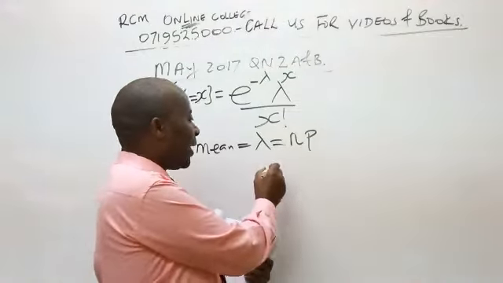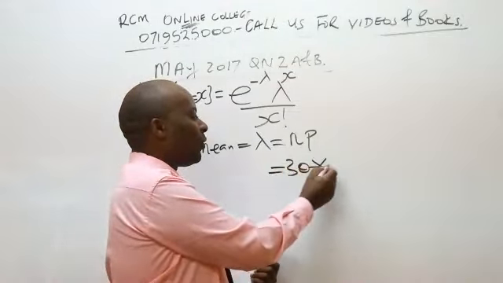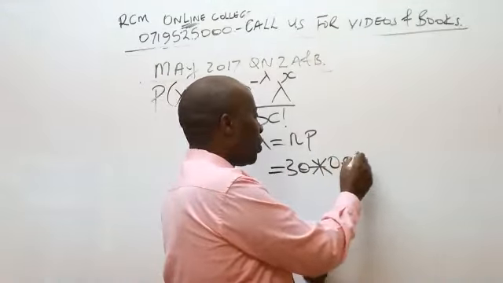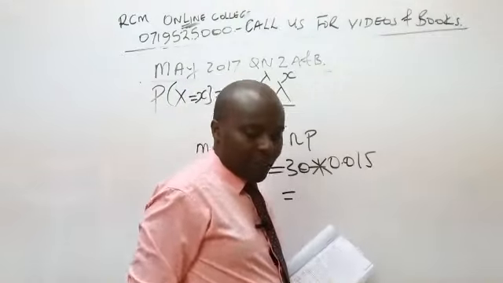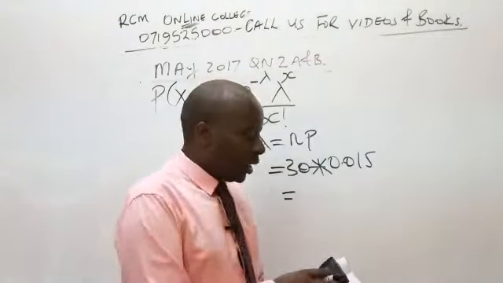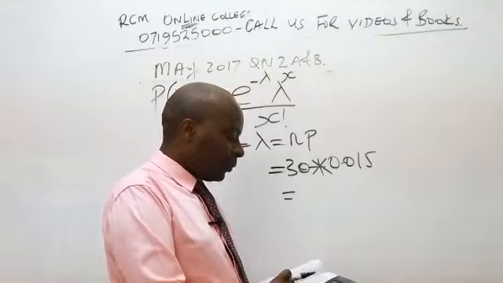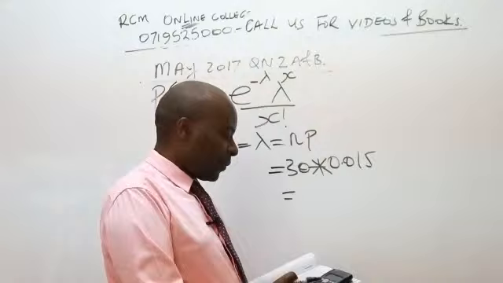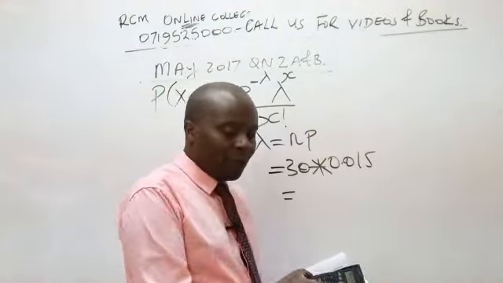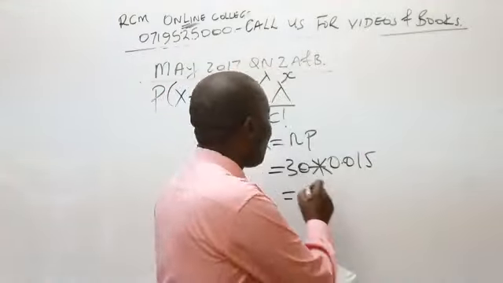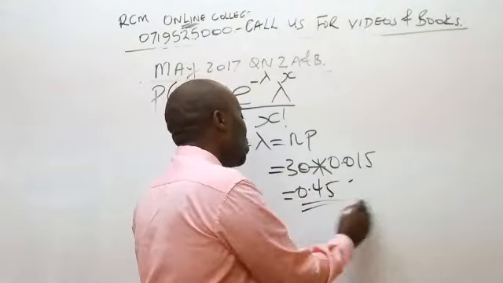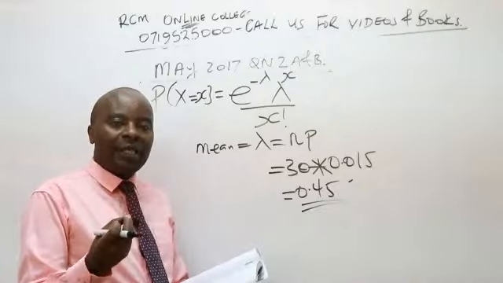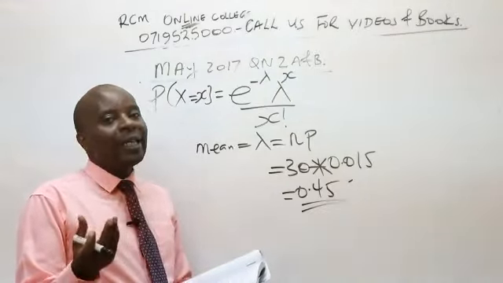So in this particular case, our number of trials n is 30, and the probability given here is 0.015. So at the end of the day that gives me 30 times 0.015, which gives me 0.45. Ladies and gentlemen, the moment you have given me this mean, automatically I'll be able to give you whatever Poisson probabilities you will be needing.